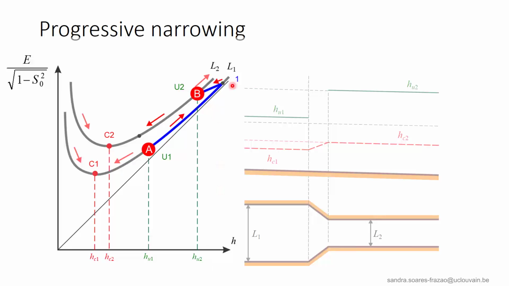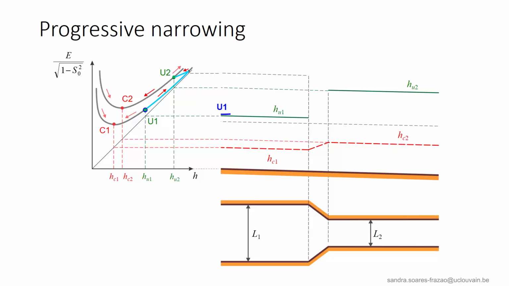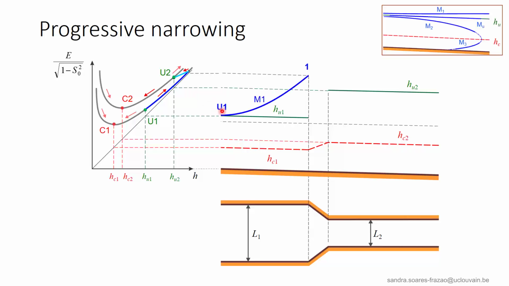From this point 1, the flow crosses the transition by losing some energy, and thus some specific energy, and reaches point B. This head loss in the transition explains why a higher specific energy was required at point A. We can now translate this evolution into an evolution of the water depth, and in this way into a water profile. Starting from the uniform flow U1, the increase in specific energy corresponds to an increase of the water depth through a M1 profile until point 1.